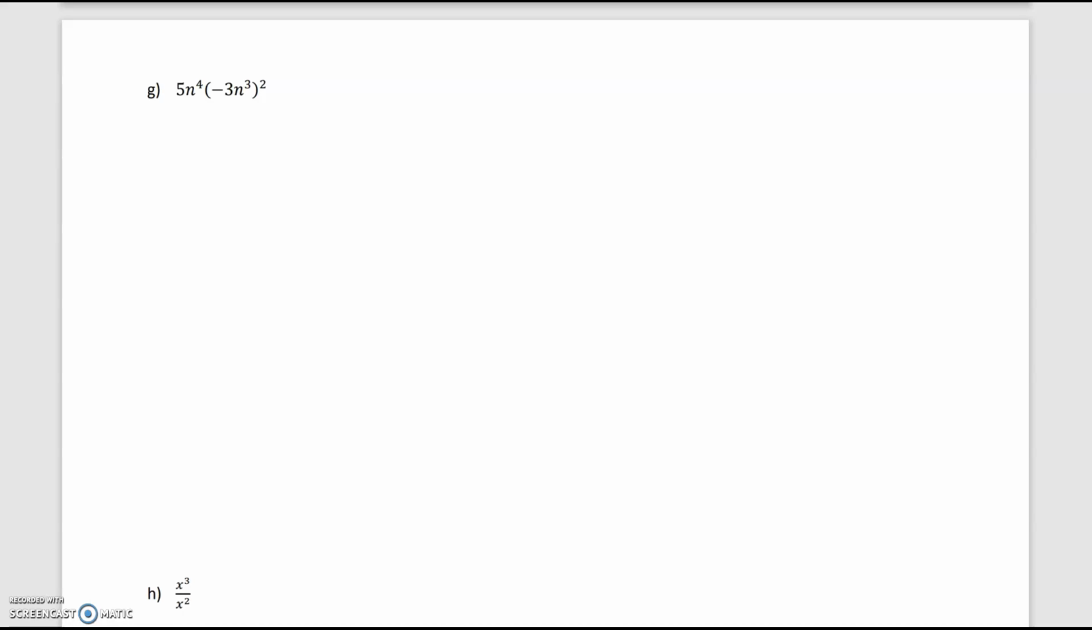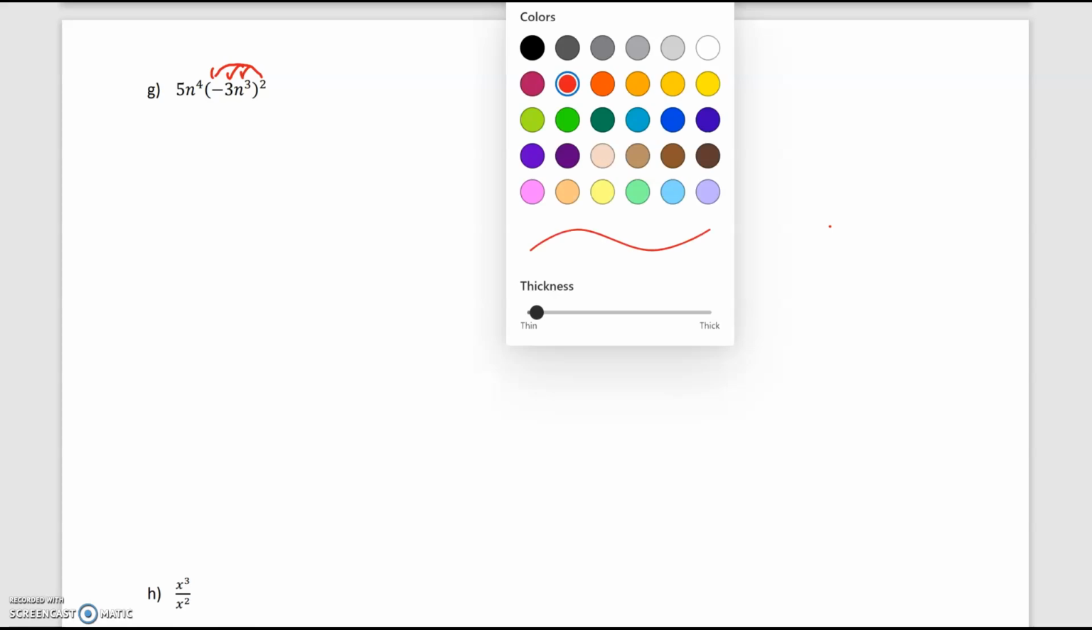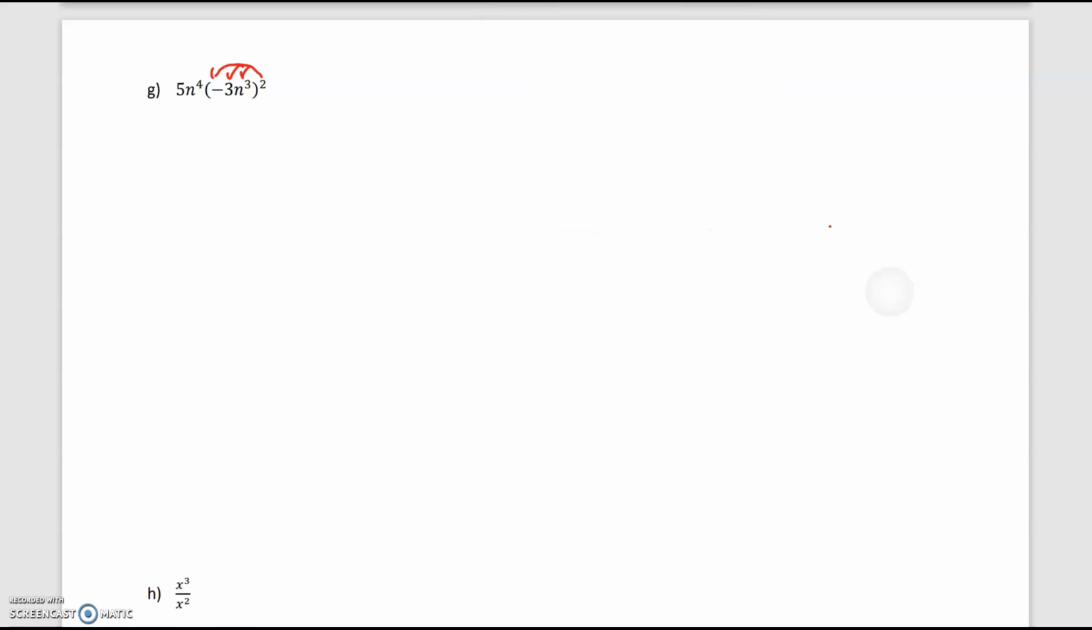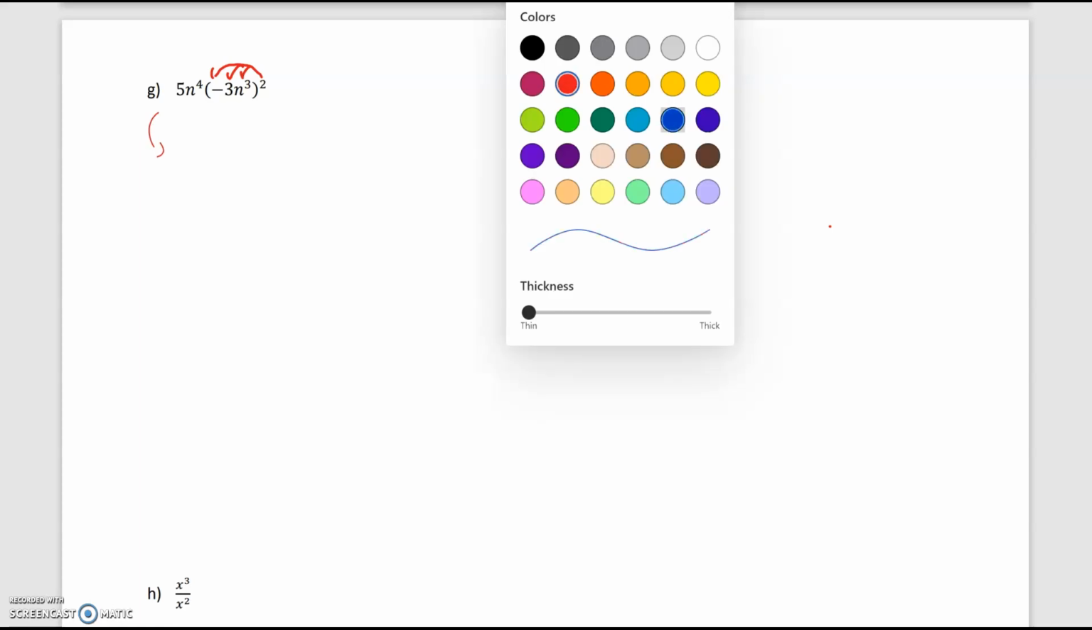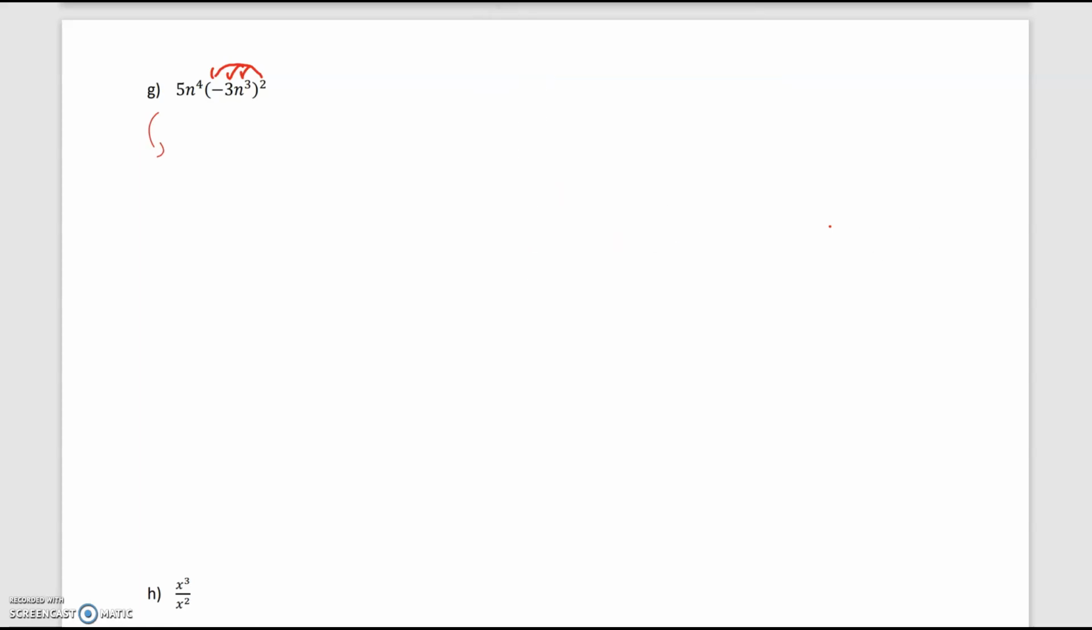Hi class, let's take a look at problem G. Now we have to be careful on the exponent here. Remember that technically every single value gets raised to the second power. So let me just rewrite the expression, and the exponent is only within the values of the parentheses.